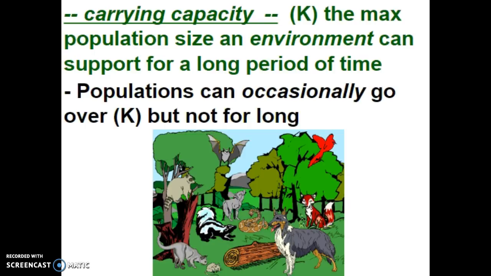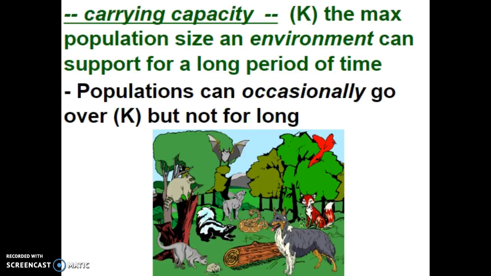Now, the ecosystem itself can only hold a maximum population. Within every habitat, okay, in a forest habitat, there's only so many resources available in that habitat. And those resources can only support so many different types of organisms. So we call the maximum amount of population that the environment itself can support for a long period of time, we call that the carrying capacity. And we abbreviate that with the capital letter K. Populations can occasionally go over the carrying capacity, but they do not do that for long.